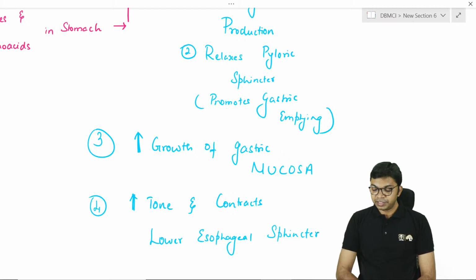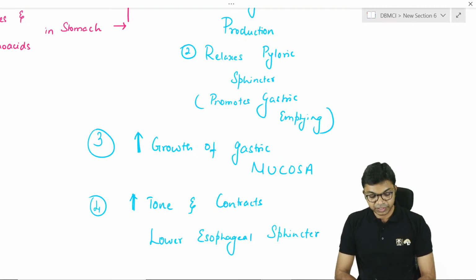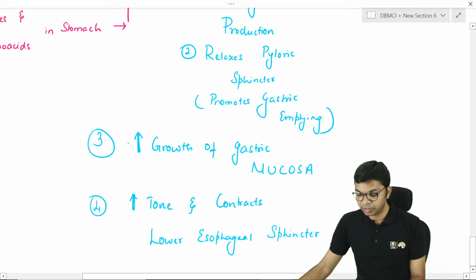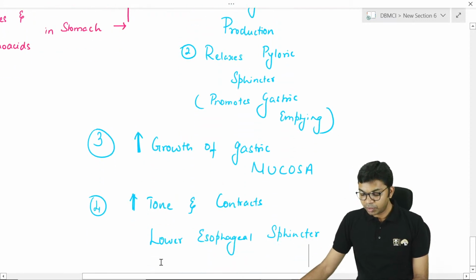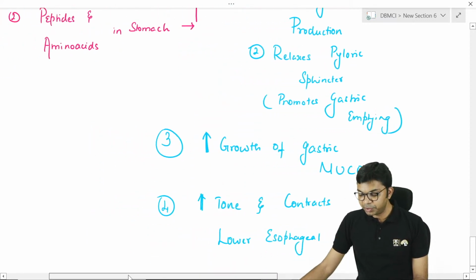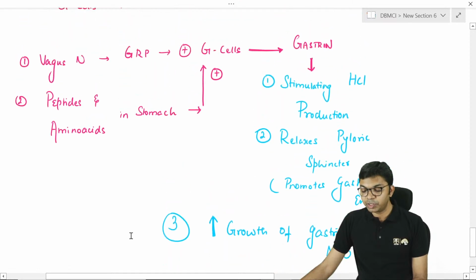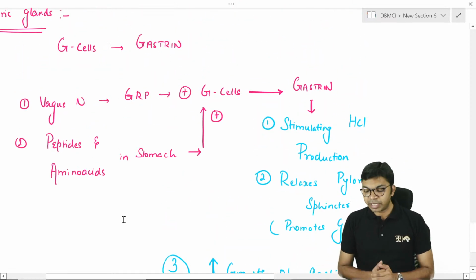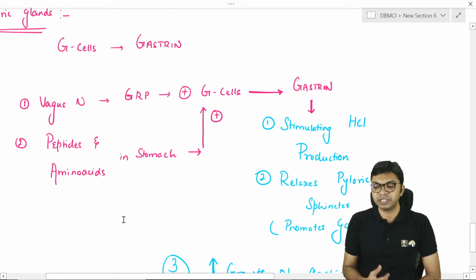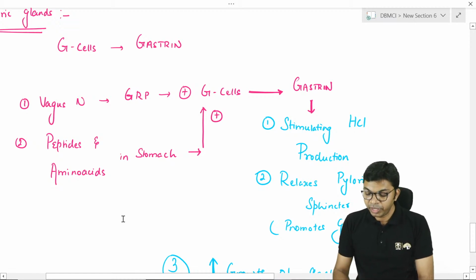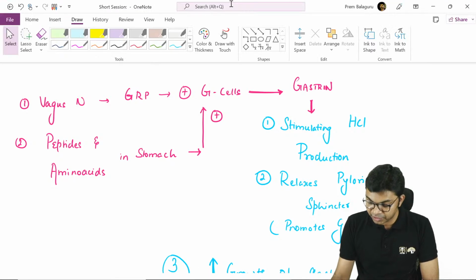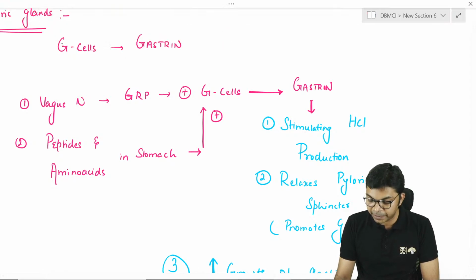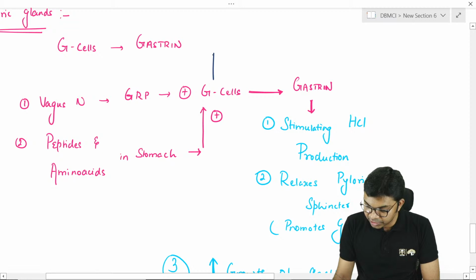Alright, gastrin increases the tone and contracts the lower esophageal sphincter, doctors. Fine, these are all the actions of gastrin. Now, gastrin producing cells are not only present in the stomach; there are gastrin producing G cells located in the duodenum as well as the pancreas. Now, we have observed the stimulating factors for G cells. Let's also understand the inhibitory factors for G cells.